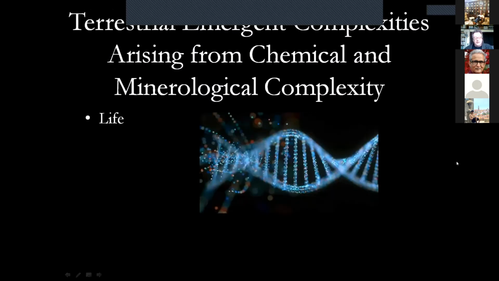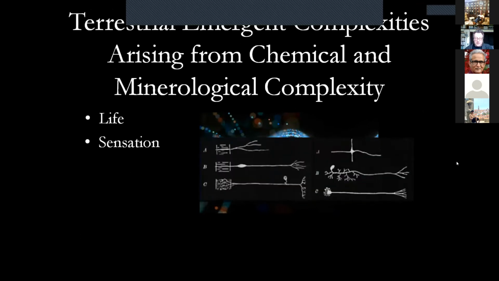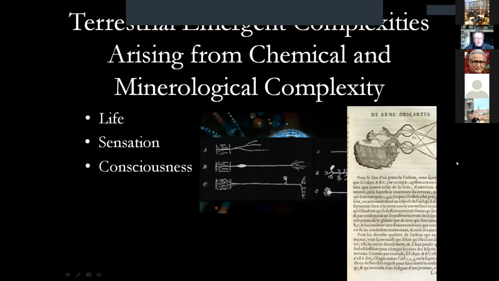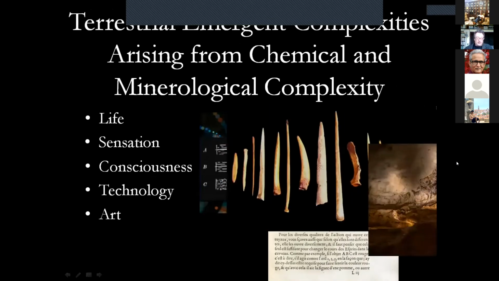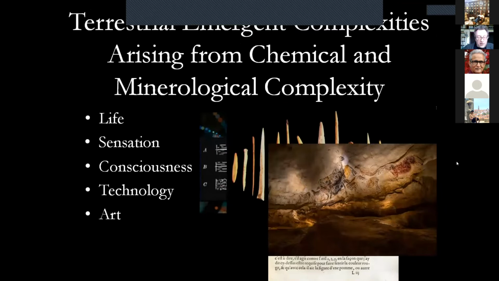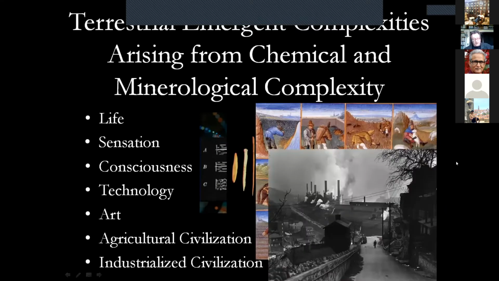So not only does life emerge on Earth, but a number of emergent complexities supervene upon life. For example, sensation supervenes upon life, consciousness supervenes upon sensation, technology and art both can supervene upon consciousness, and various types of civilization that have appeared supervene on all the preceding emergent complexities.